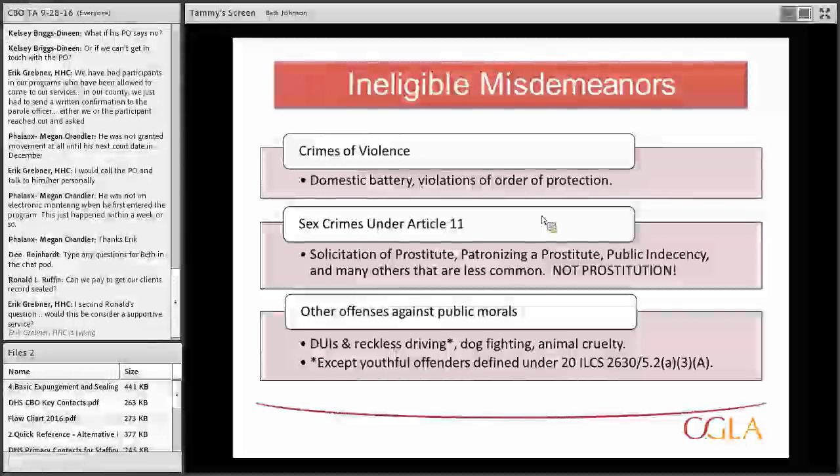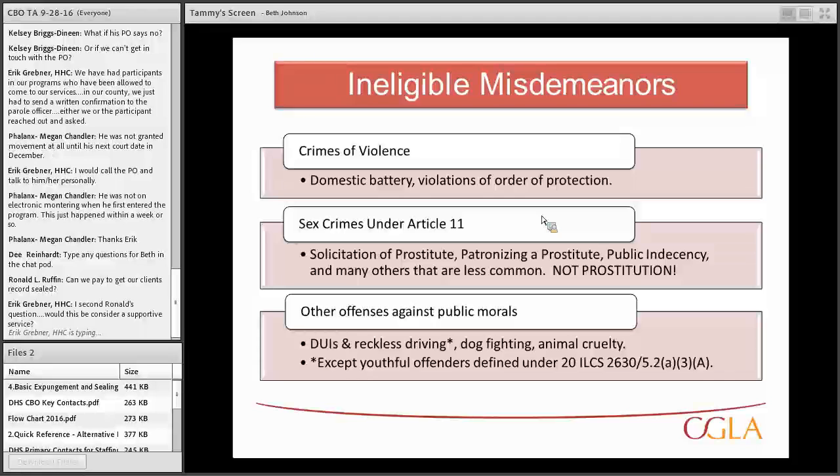All right. So everything on somebody's record, if they're sealing, can be sealed if it's a misdemeanor unless it's one of these.